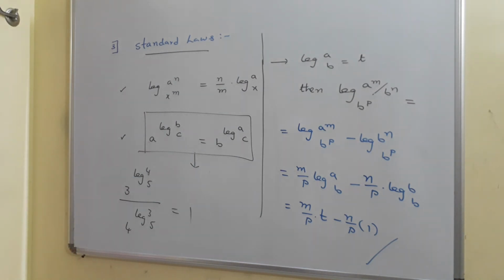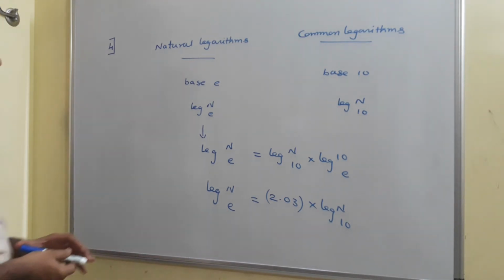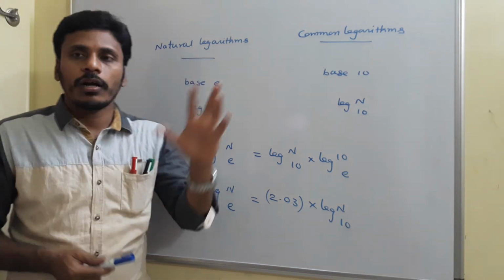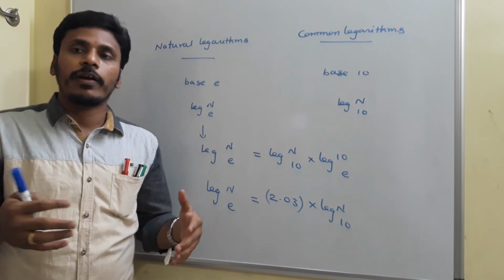Just have a look. The first point is the definition, the second point is the basic laws, the third point is the standard laws, and the fourth point is related to the natural logarithms and the common logarithms. See, there are different logarithms with different bases.